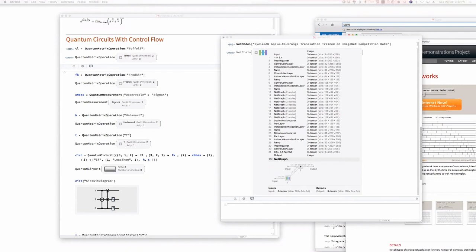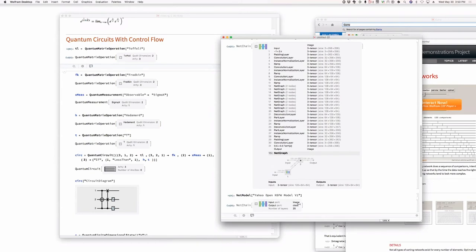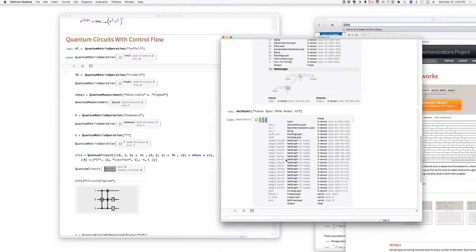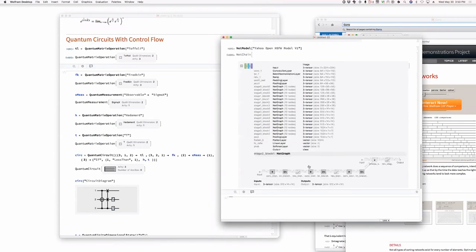What on earth has that? Gosh, know your neural nets. Oh, here's one with more graphs: the Yahoo Open NSFW model. Okay, let's look at that graph there. What the heck? Why is that even? Oh, I see. The reason that's a graph is because that sub-element is a very trivial graph. If it was a chain, it would just have one input and one output. It has two inputs there, right?